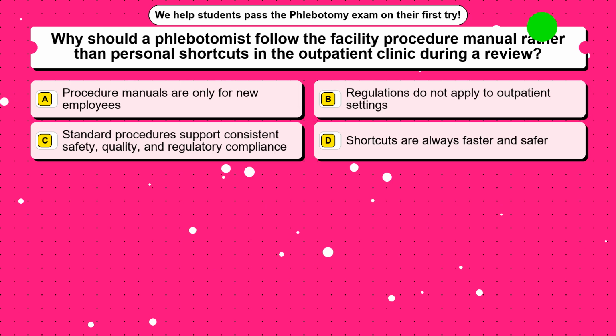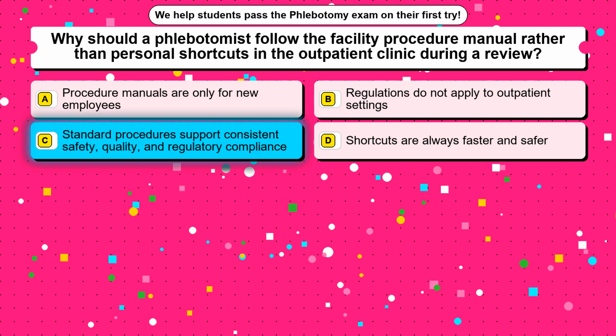Question 91. Why should a phlebotomist follow the facility procedure manual rather than personal shortcuts in the outpatient clinic during a review? Option A: procedure manuals are only for new employees. Option B: regulations do not apply to outpatient settings. Option C: standard procedures support consistent safety, quality, and regulatory compliance. Option D: shortcuts are always faster and safer.